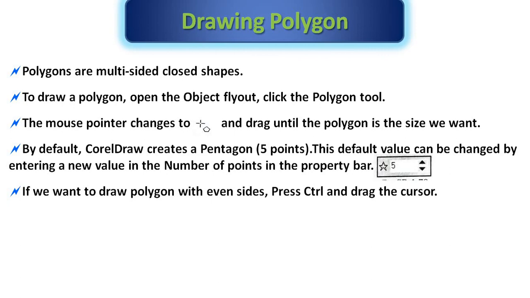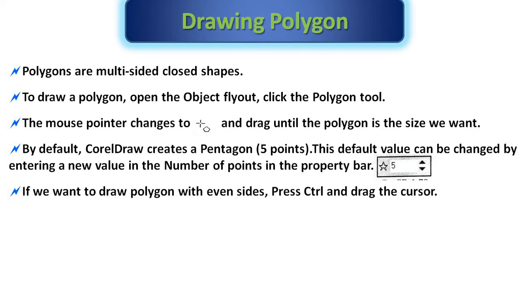Then we are going to see drawing of a polygon. So what are polygons? Polygons are multi-sided closed shapes. To draw a polygon, I have to choose the object flyout and click the polygon tool. When I click the polygon tool, my mouse pointer changes to this shape, and I have to click and drag until I get a polygon of the size I want.